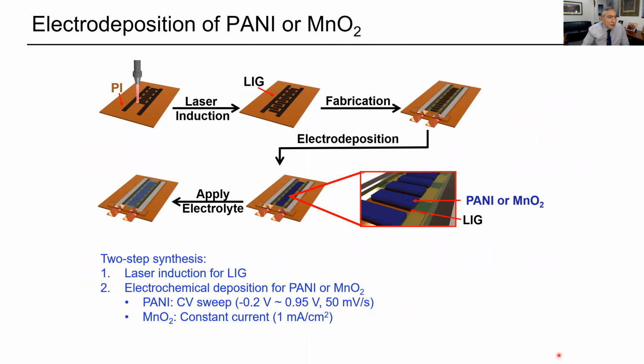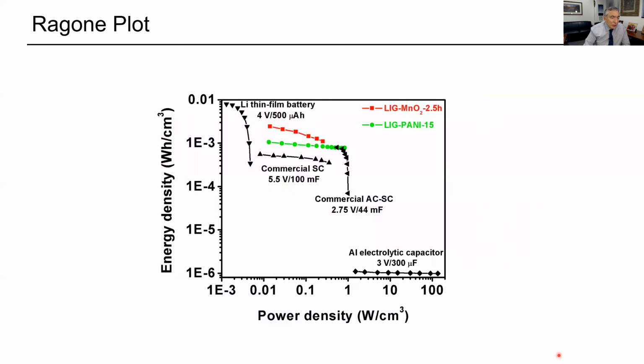And then just to show you where we came, you can make pseudocapacitors out of these by doing electrodeposition on some of these surfaces. And if you look at the Ragone plot, a Ragone plot plots energy versus power. Batteries have very high energy, but very low power. Capacitors have very high power, but very low energy. What you want to do is move toward this quadrant where you can have very high power and very high energy.